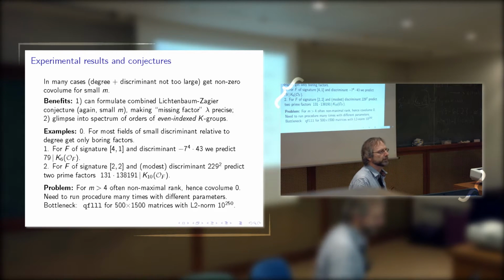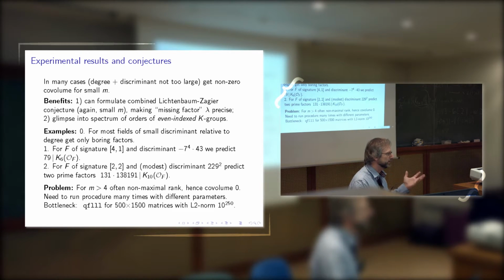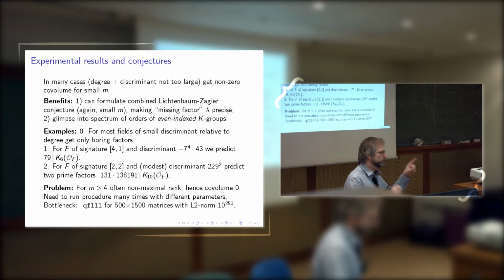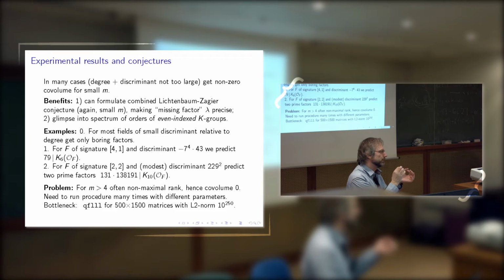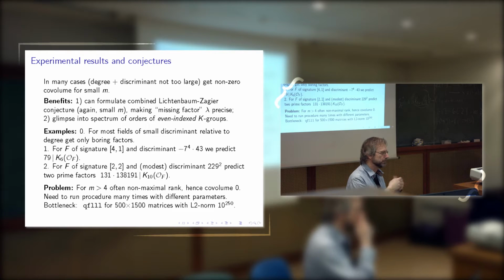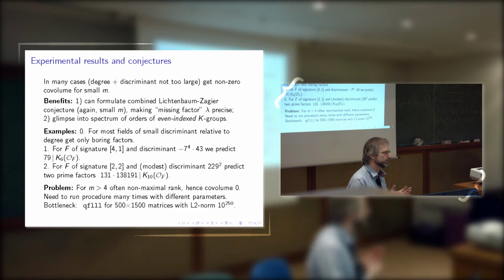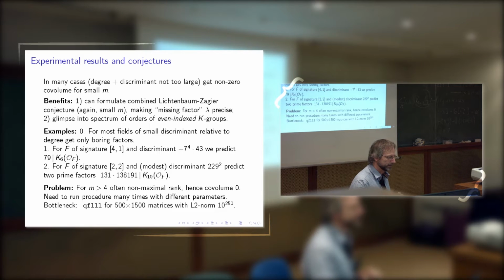But for m greater than 4, very often one gets, with this approach, a rank which is not maximal, so the covolume doesn't really come out. So we cannot say much. So you try to run the same thing in many different ways with different parameters, and it's a very delicate thing because as soon as you go over the top, then Paris, or QFLLL, will just not be able to finish within decent time.